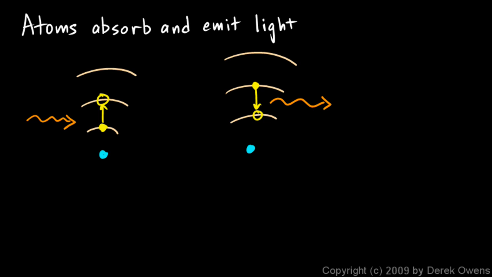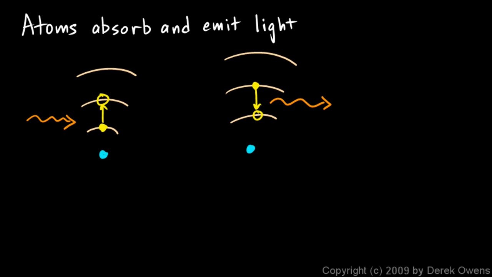So these are both very common pictures in the world of quantum physics. This first picture shows an atom absorbing a photon and the electron getting kicked up to a higher energy level. And this second picture shows the electron dropping down to a lower energy level and the atom emitting a photon.